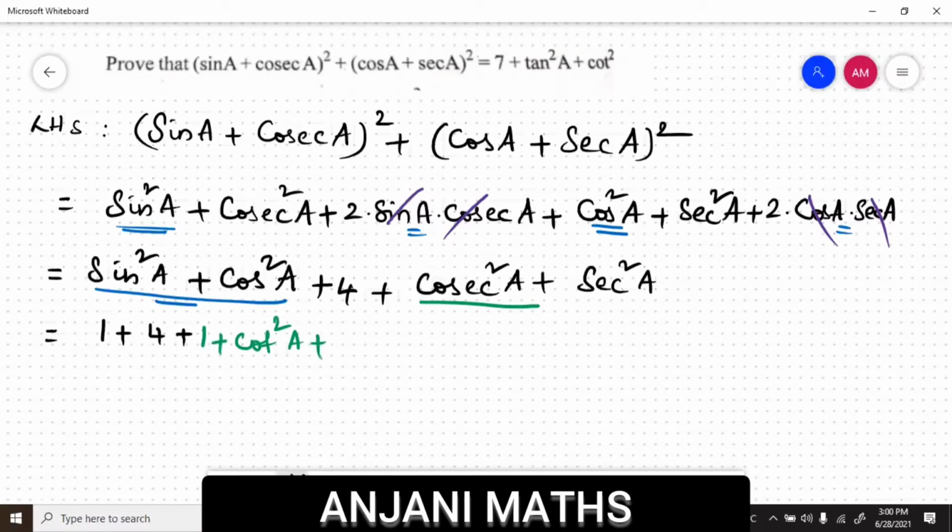Next, how we can write secant square A in terms of tan square A? Secant square A minus tan square A is equal to 1. So what is secant square A? 1 plus tan square A.